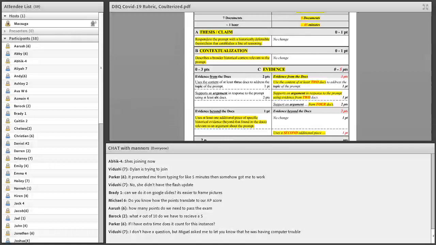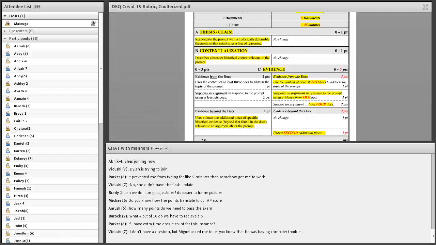So Arush, I think the basic answer to how many points do we need to pass the exam is going to be 5. But I can't guarantee that. What they have told us is that I will be able to see what you write as soon as you write it. So I should be able to grade it depending on what you have.